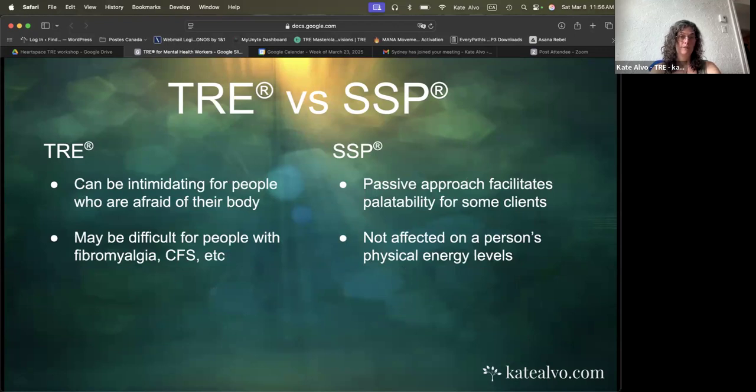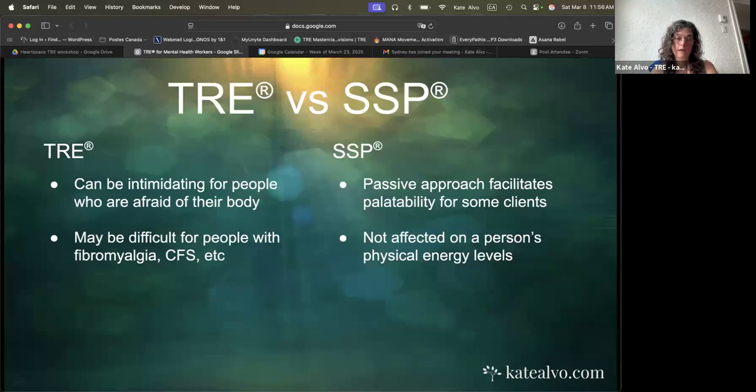So another couple of differences is that TRE is a body-based approach, and I have had clients who felt intimidated to start with TRE because these are people who are afraid of their body. People with a lot of dissociation, who have had a lot of physical or sexual abuse, for example, are afraid of their feelings and not comfortable going into their body quite so early. So for some people, it can be more appropriate to start with SSP because it feels like a more passive approach, just listening to music. So it can be more palatable for some clients.